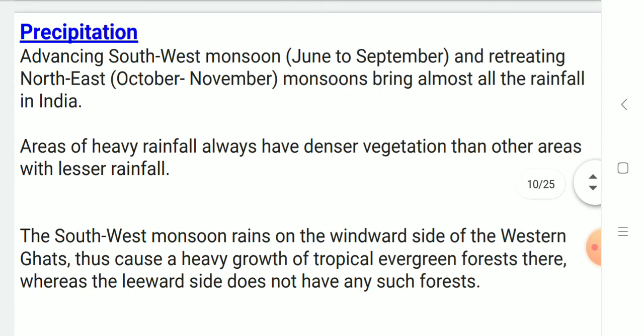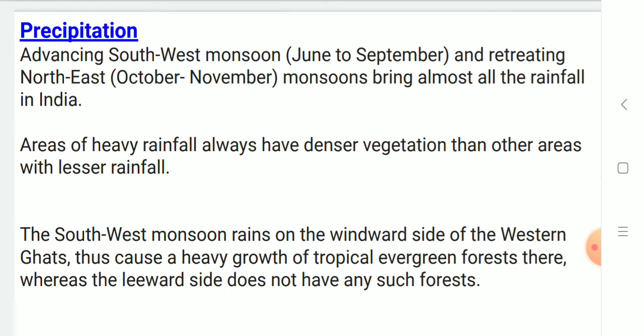Precipitation. Advancing southwest monsoons, which is from June to September, and retreating northeast monsoons, that is October to November, bring almost all the rainfall in India. Areas of heavy rainfall have denser vegetation. The southwest monsoon rains on the windward side of the Western Ghats thus cause a heavy growth of tropical evergreen forests, whereas the leeward side does not get any such forests.